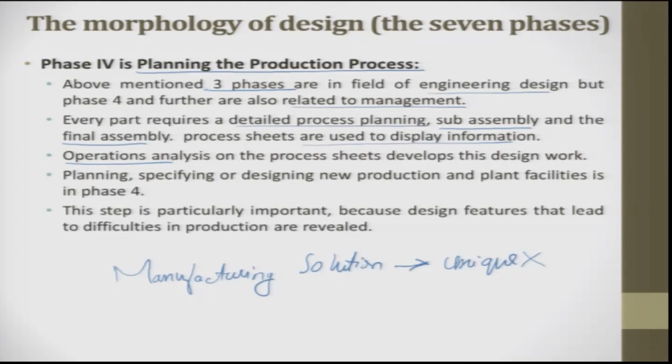All these things happen. Then planning specification and a detailed new production and plant facility is in phase 4. So, you establish a plant layout in step 4. This step is particularly important because design features that lead to difficulty in production are revealed. So, the first 3 are feasibility, detailed feasibility, then you look for alternatives, then you produce a detailed one. The 4th one is towards layout, process planning and layout.